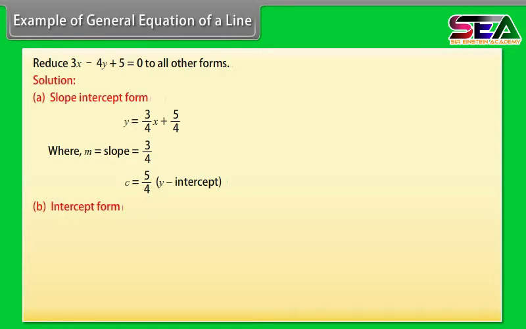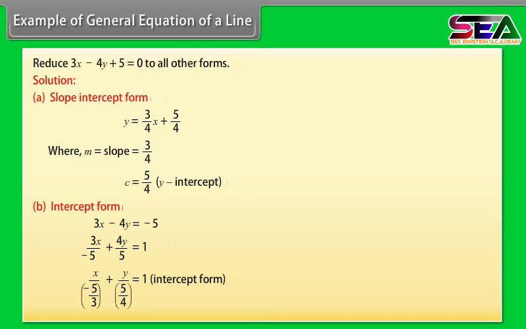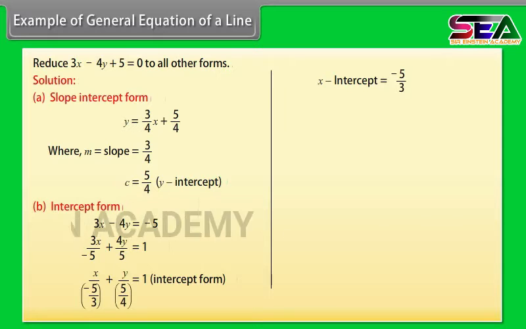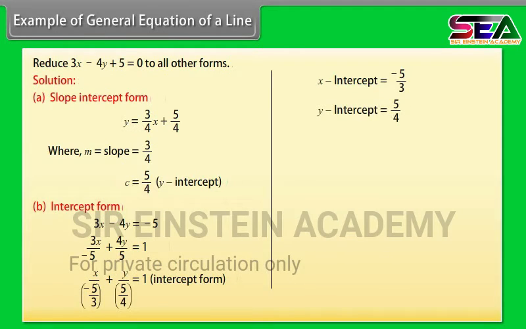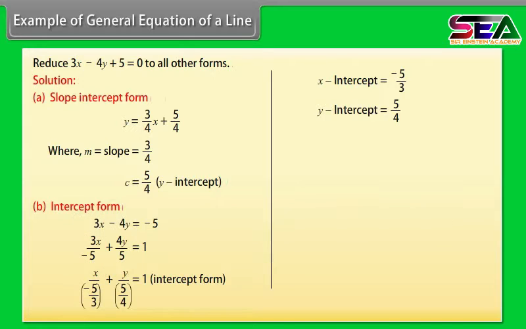Intercept form. 3x - 4y = -5. 3x/(-5) + 4y/5 = 1. x/(-5/3) + y/(5/4) = 1. This is the intercept form. The x-intercept is -5/3 and the y-intercept is 5/4.